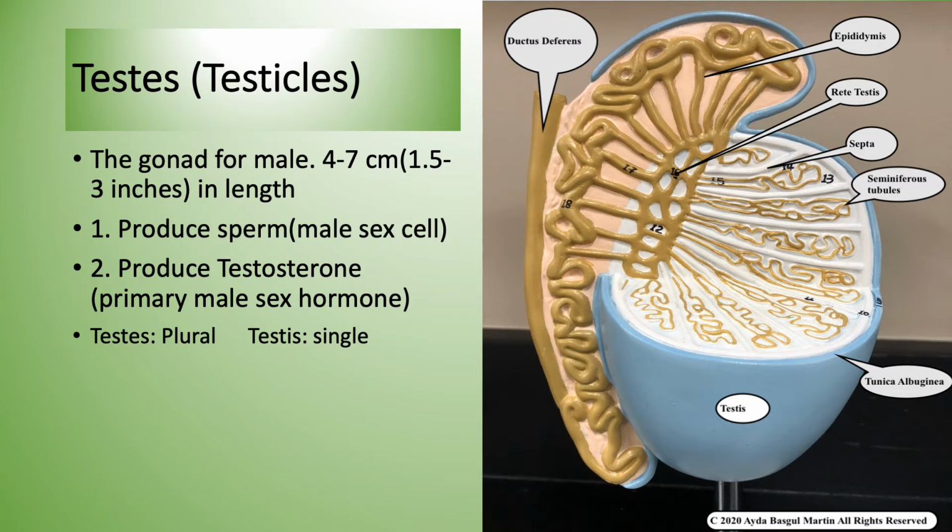In the seminiferous tubules, when you look at the histology, you will see spermatogonia, which will become the sperm, and Leydig cells or interstitial cells, which are located outside the seminiferous tubules. They are the ones producing the testosterone hormone.